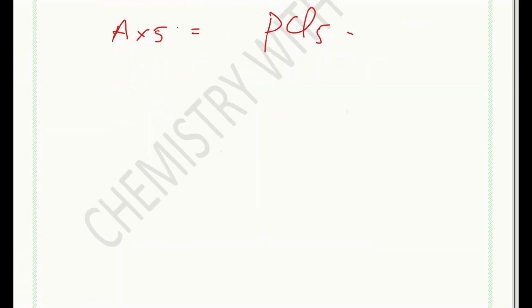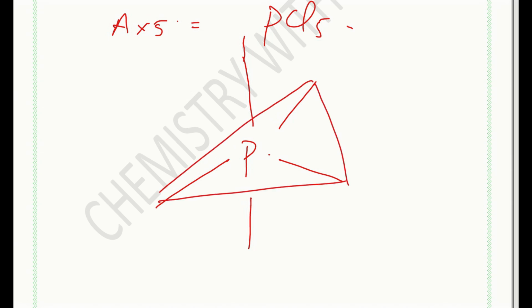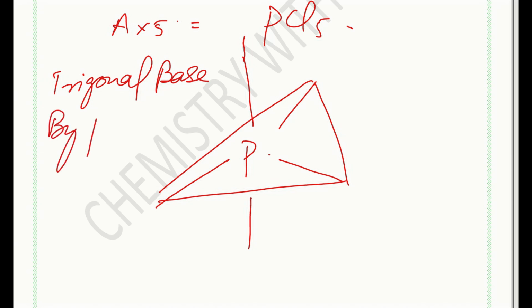So how to draw this structure? I want you to focus here. P is in the center, and now 1, 2, 3, 4, and 5. So it's called trigonal base bipyramidal structure. This is the trigonal base. It's called trigonal base bipyramidal structure.